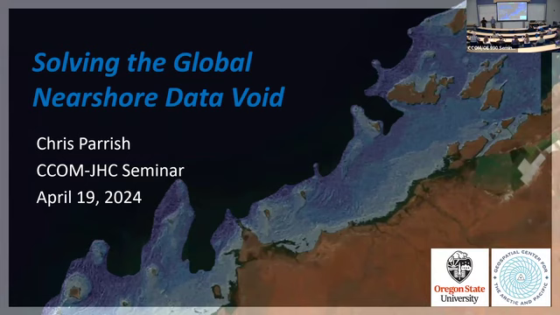Chris is a professor and a Plasker faculty scholar in geomatics at Oregon State University, where he also serves as director of the Geospatial Center for the Arctic and Pacific.